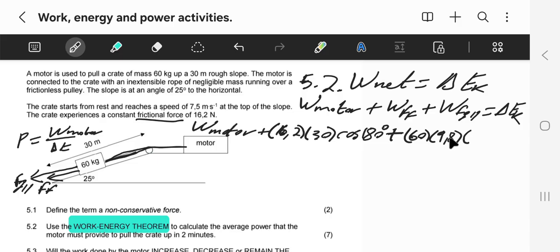We are going to also substitute the displacement, which is 30 degrees, and we should put sine as well, sine 25 degrees, and then we will put cos 180. And we are using cos 180 because here the FG parallel force is moving in the opposite direction of our displacement, because it's moving downwards, or rather it's acting downwards. That's where gravity acts towards.